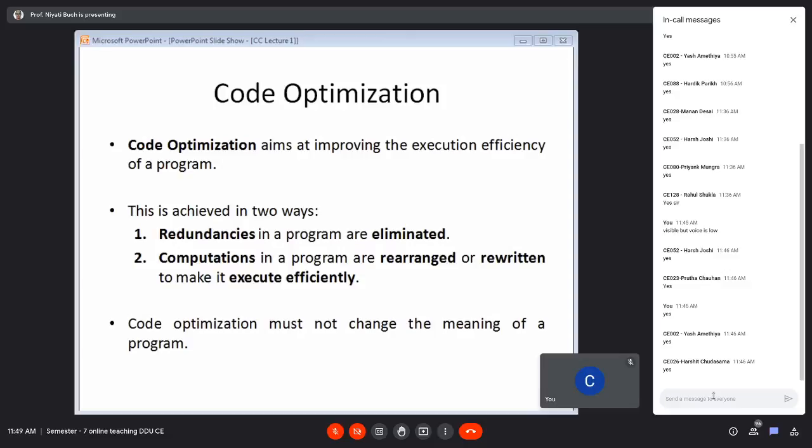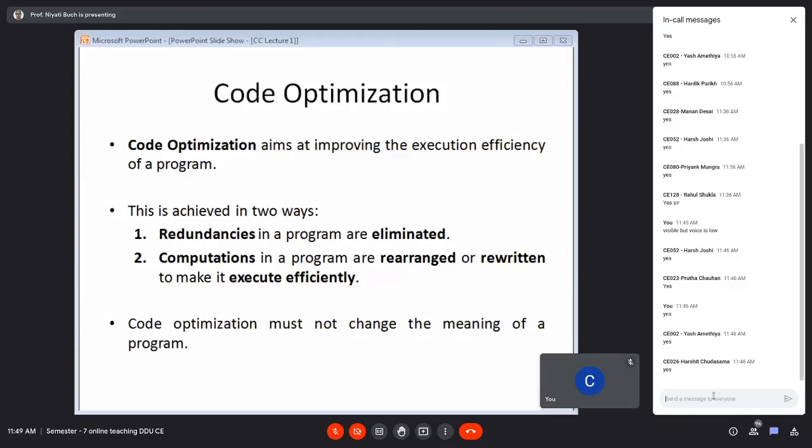So we have intermediate code with us. You are familiar with the importance of IR, the intermediate representation. Now we are going to see what different optimizations can be made upon it. So let's start with that. Code optimization aims at improving the execution efficiency of the program. Now, how can it be achieved?